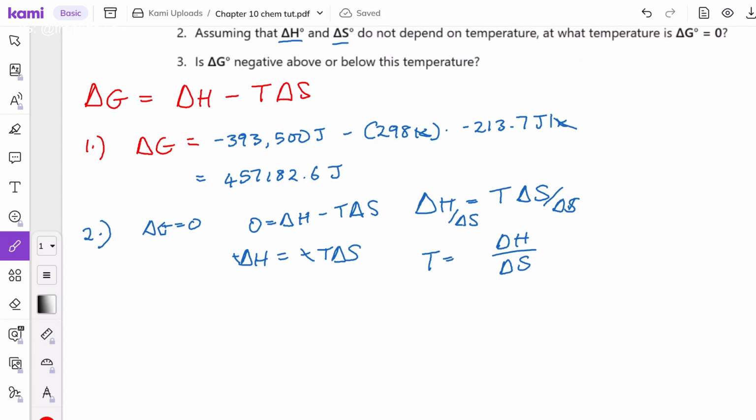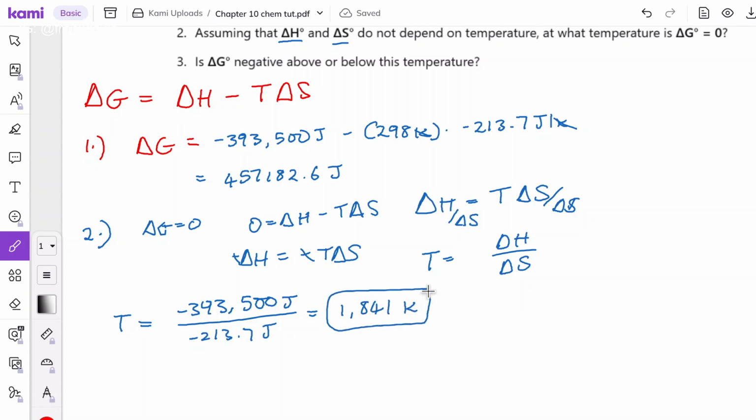And now we solve for T by plugging it in once again. The delta H is negative 393,500 joules over this. And we plug this into the calculator again. After plugging it into the calculator, we get 1,841 Kelvin, and that's for the temperature. And you can do this in either kilojoules or joules, but as long as they're both the same unit, you'd still get the right answer anyway.